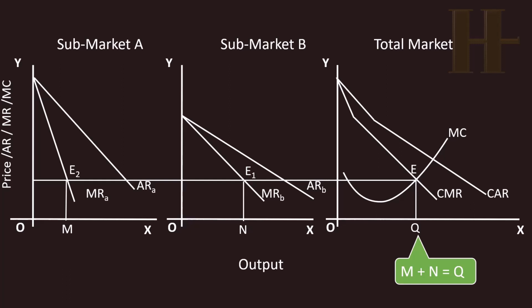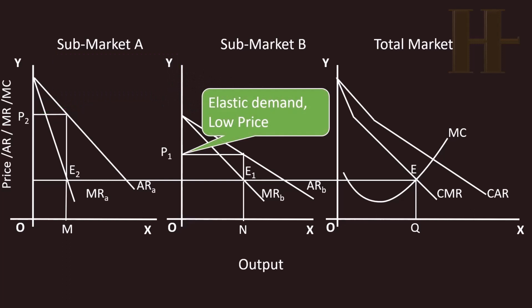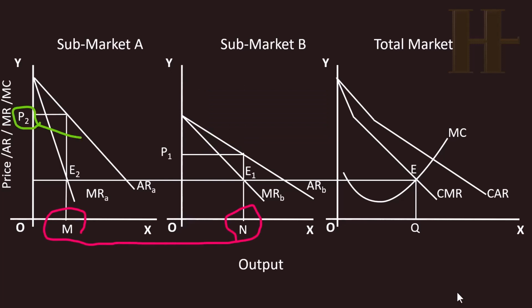What is the price he has to charge for his product? For this, we have to use the respective average revenue curves of the two markets. In submarket A, he charges P2 price. In submarket B, he charges P1 price. Since in submarket A, demand is less elastic, he charges a high price P2. And since in submarket B, demand is more elastic, he charges a low price P1. Only such distribution of output and the prices he is going to charge in the two markets will maximize his total profit.